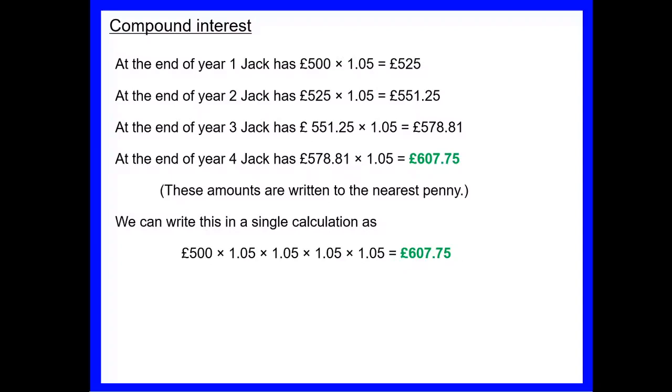But again, we might be able to shorten it further if we remind ourselves that when we multiply something by itself, we can use our indices or our powers to represent that. So a number multiplied by itself would be to the power of 2, multiplied by itself again to the power of 3, multiplied by itself again would be to the power of 4. So using our index notation, we can say we have 500 times 1.05 to the power of 4. The 1.05 has been multiplied by itself 4 times. So a much quicker way of getting to the same answer.